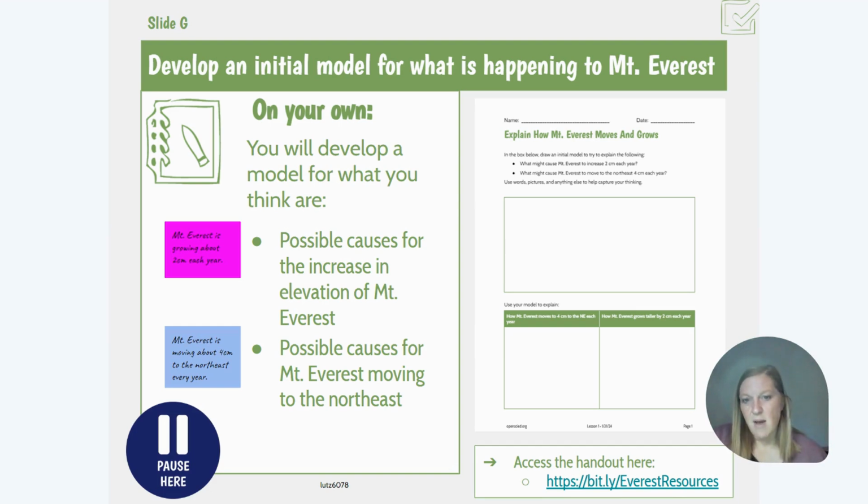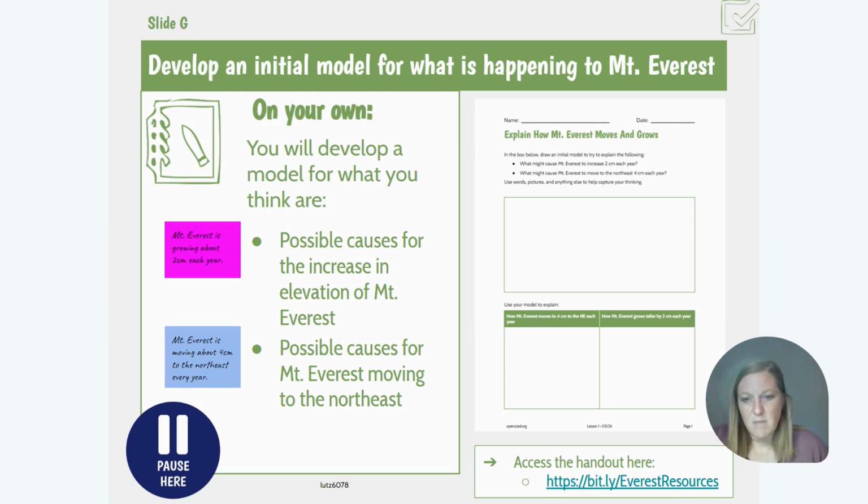We know that Mount Everest is moving about 4 centimeters to the northeast every year, and that it's growing taller about 2 centimeters every year. So as you develop your model, think about where Mount Everest is located, maybe seen from a bird's eye view, from above, like on a map. And then think about Mount Everest, the mountain.